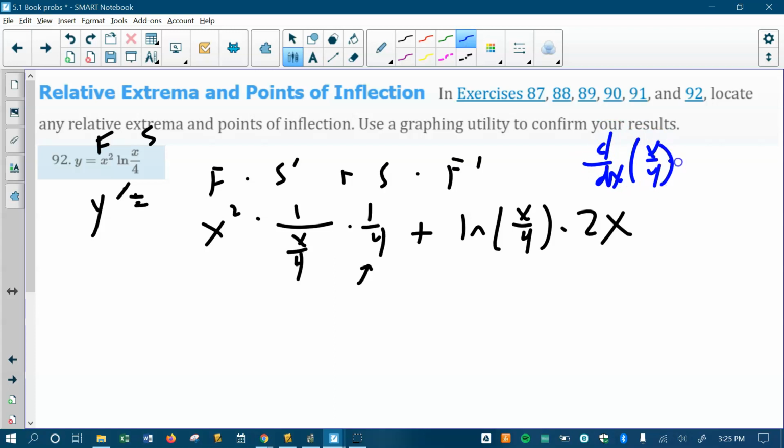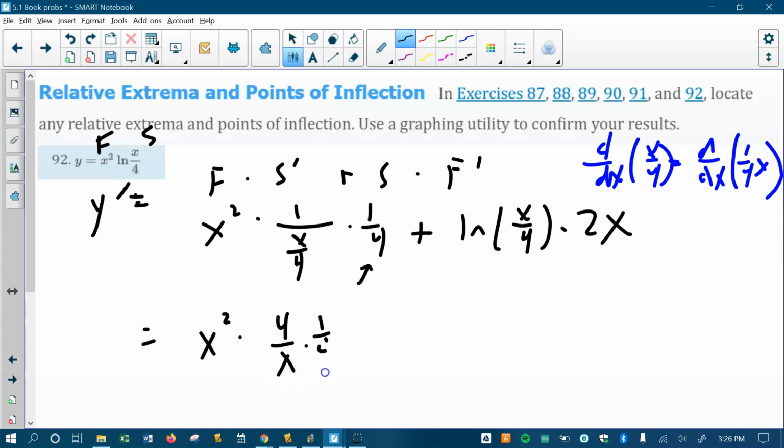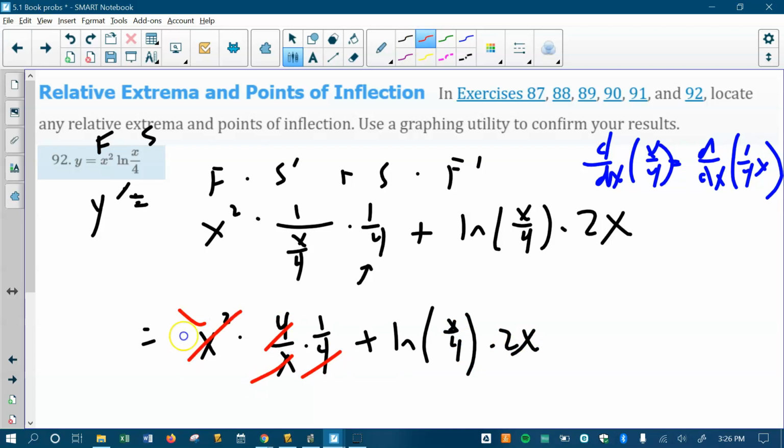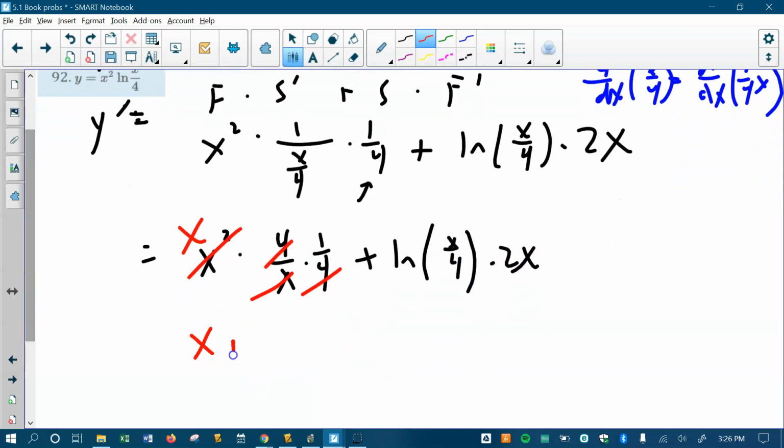I'm going to show you anyway. The derivative of x over 4 is the same thing as the derivative of 1/4 x, which is 1/4. It's the slope of a line. So that's equal to x squared times 4 over x times 1 over 4. It's 4 over x because 1 over x over 4 is the reciprocal of x over 4. Plus ln of x over 4 times 2x. Let's cancel those out. Now we end up getting x plus, and the next part stays, 2x ln of x over 4.